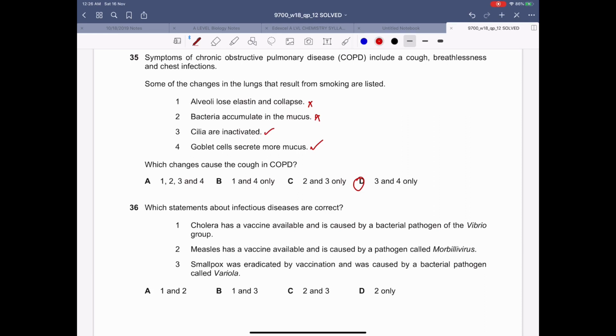36. Which statements about infectious diseases are correct? Number 1, cholera has a vaccine available and is caused by a bacterial pathogen of the Vibrio cholerae group. Correct. Measles has a vaccine available and is caused by a pathogen called morbillivirus. Smallpox was eradicated by vaccination and was caused by a bacterial pathogen. No, it was caused by a virus. So options 1 and 2.